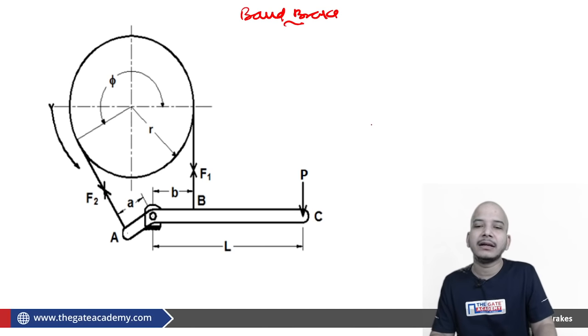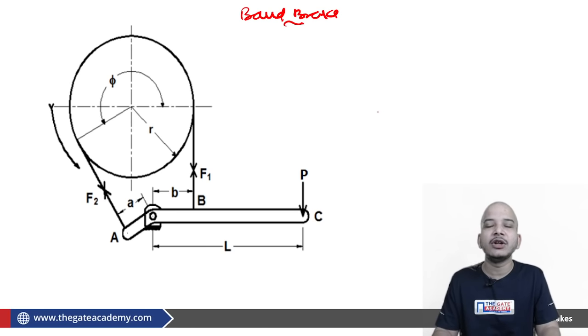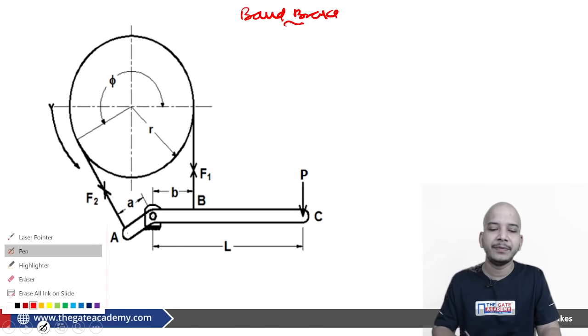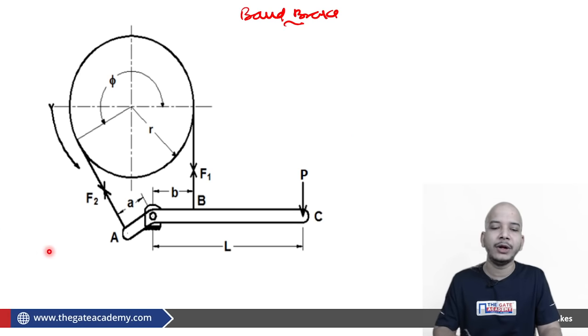Now let us move to the band brake. How do we define a band brake? Instead of a block which was initially at rest, here it will be the band which will be bringing the body to rest. This is your band, and this is your drum, which will be either in clockwise rotation or anti-clockwise rotation. With the help of the tensions in the band, you will ultimately bring this body to rest.